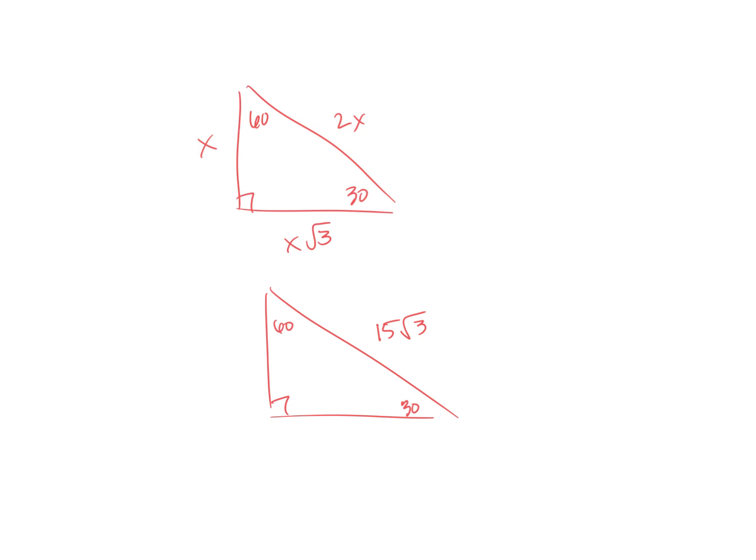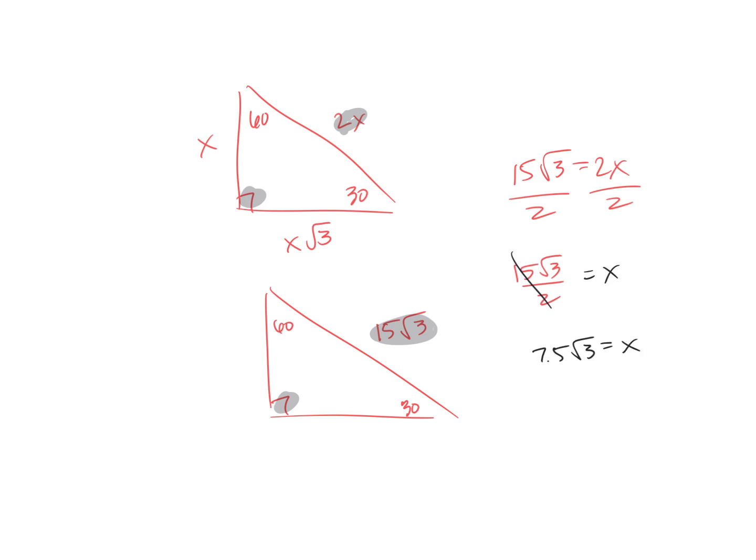What did they give you? The 15 root 3 is across from the 90. So that's going to be equal to my 2x. So I still am just going to say, all right, my 15 root 3 equals my 2x. Nice. Yeah, Trace. Divide by that 2. Could I leave it as 15 root 3 over 2? Sure. What is 15 over 2? 7.5. You could also say 7.5 root 3. So across from my 30 is going to be 7.5 root 3.